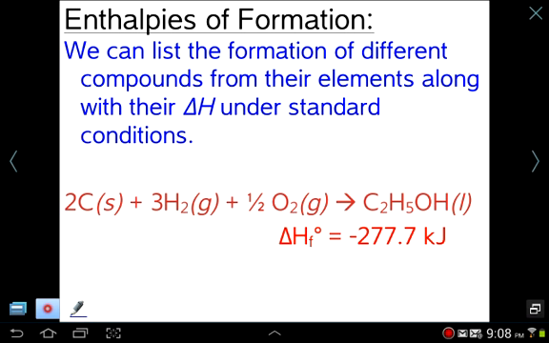Every substance, every compound that we can think of can be thought of as being made from its elements, and then the corresponding delta H can be determined. So these are actually tabulated and placed in the back of our books. So we'll actually analyze this here in a minute.